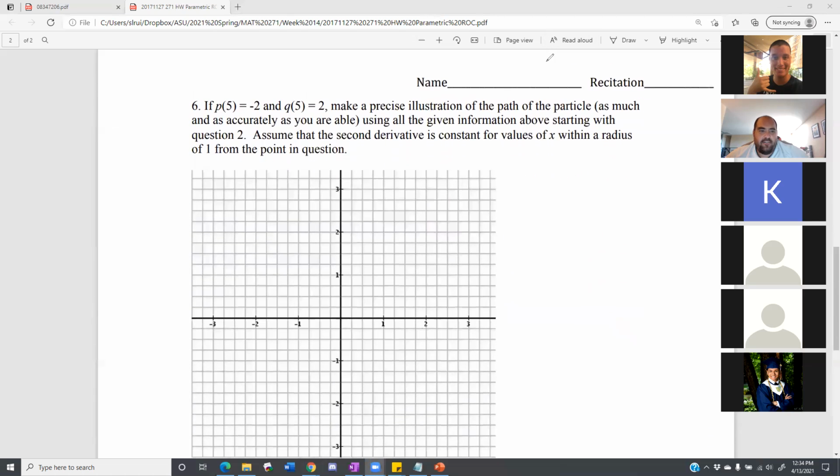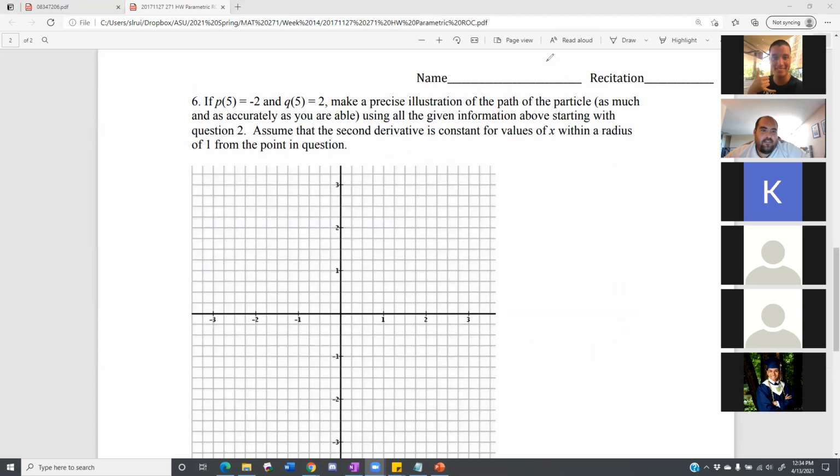So number 6 here. I think we might have glossed past this, so I'll make it clear here. X is equal to P of t, and Y is equal to Q of t. Basically I'm telling you that exactly at t equals 5, the particle is right there.